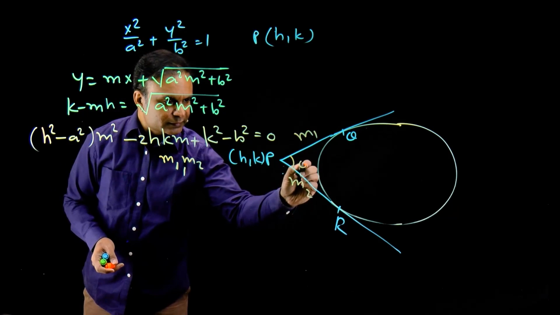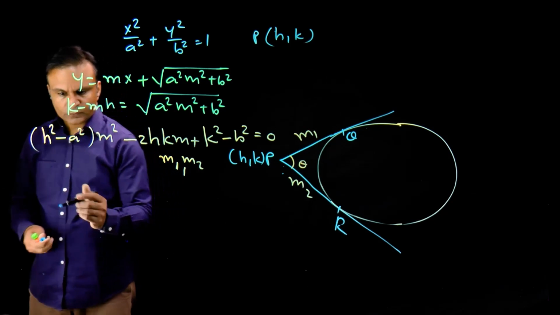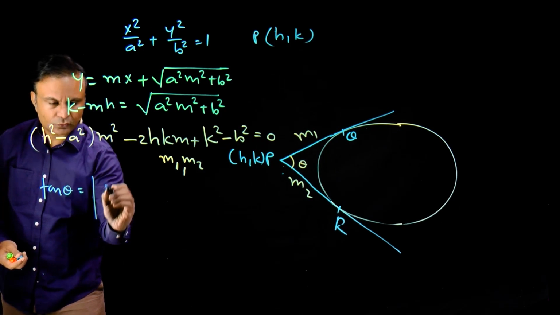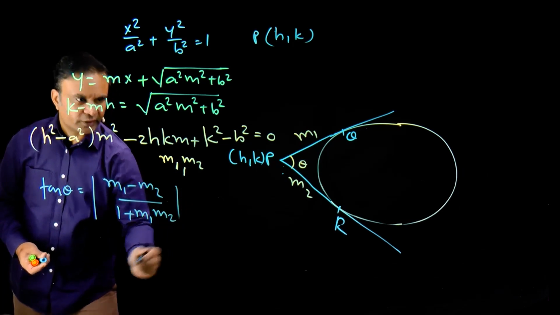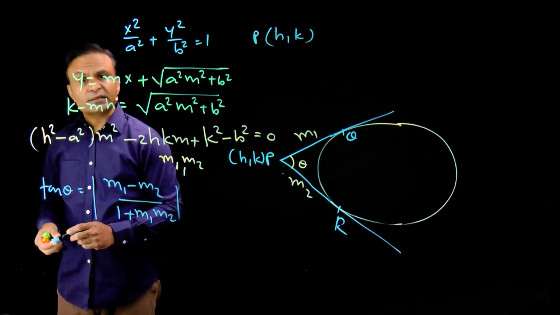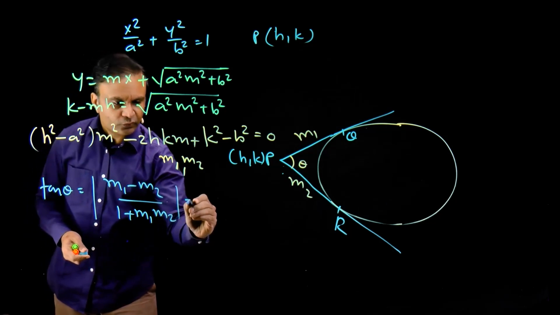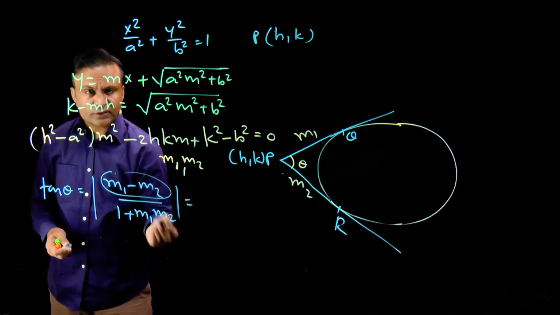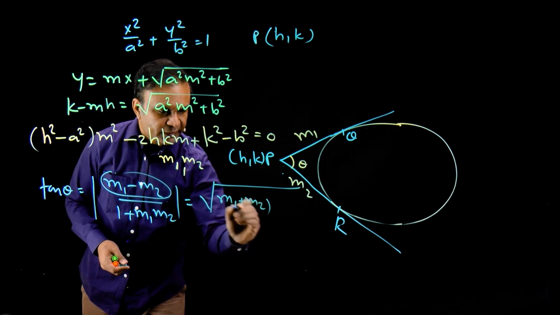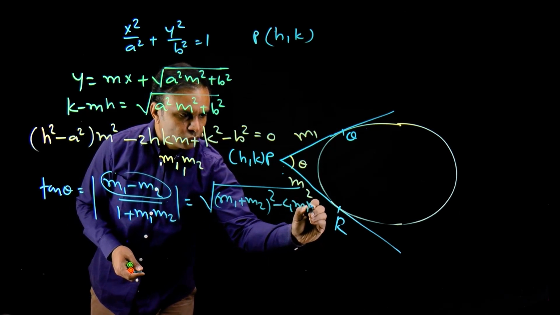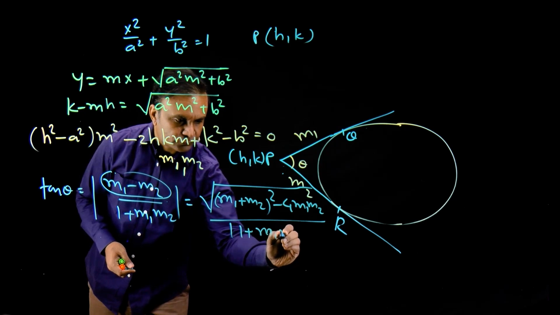Now suppose this angle is theta. I can get the value of theta using the formula tan theta is equal to m1 minus m2 upon 1 plus m1 m2. Now from this equation we can get the sum of roots m1 plus m2 and the product of roots, but here we have m1 minus m2. So what I do, I put this expression modulus of m1 minus m2 as square root of m1 plus m2 whole square minus 4 m1 m2 upon 1 plus m1 m2.